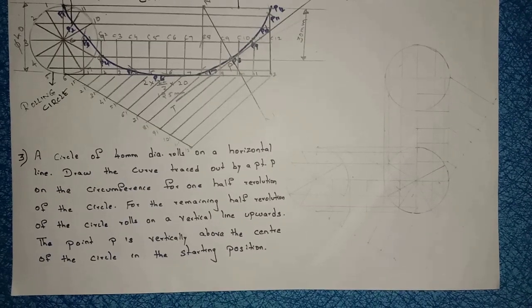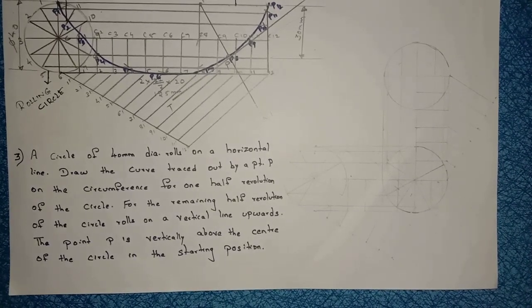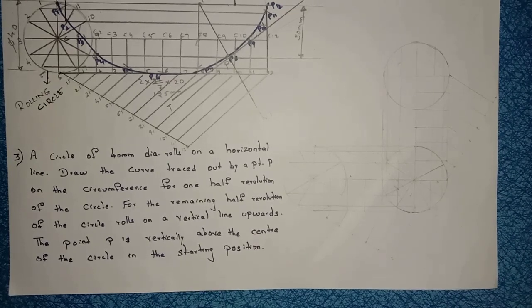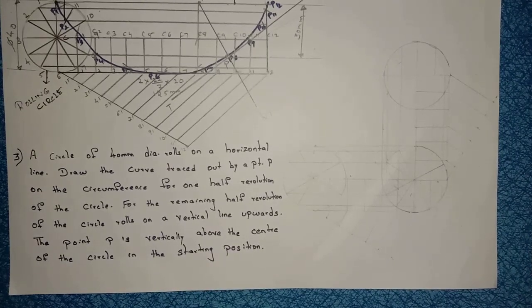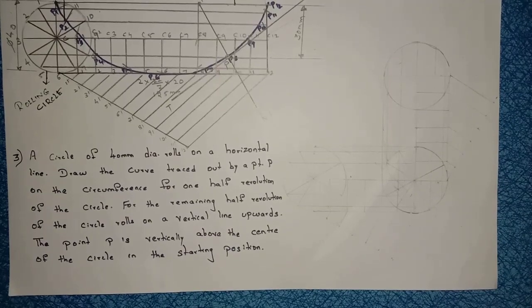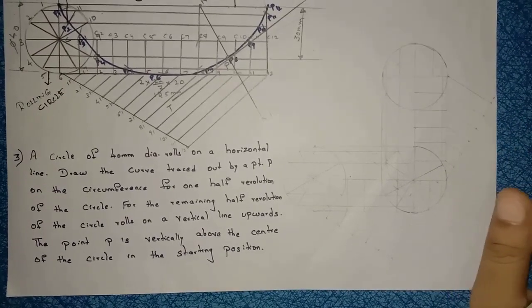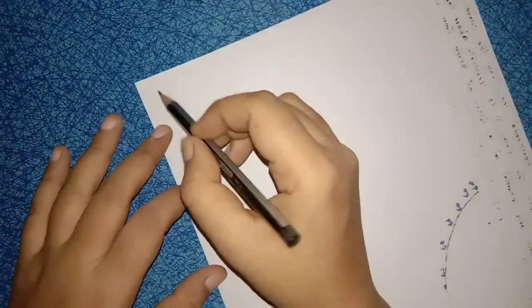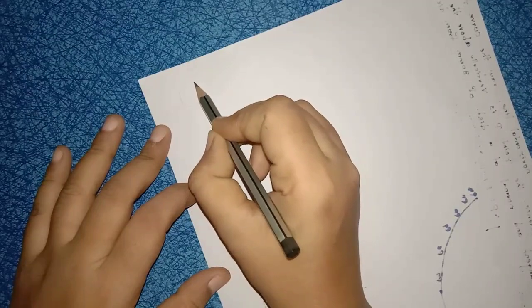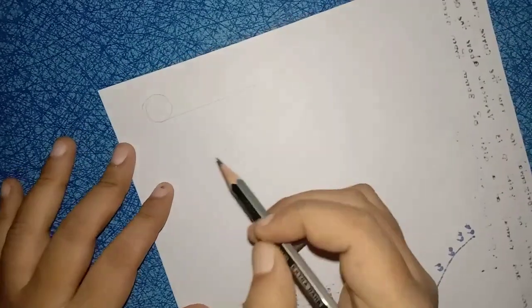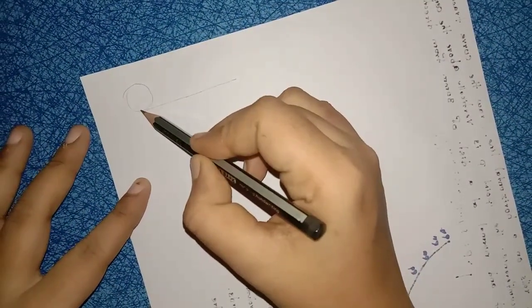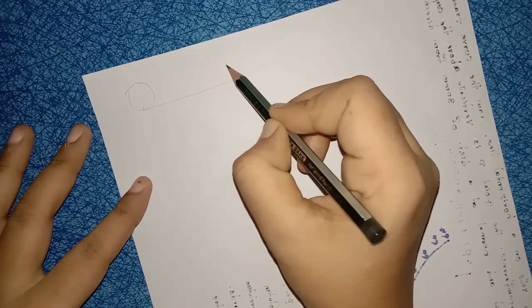Okay, students. In the previous lecture we started cycloidal curves. In cycloidal curves we are going to construct cycloids, epicycloids, and hypocycloids, and we have already started the cycloid problems and completed two of them. What we learned in those two problems is that when a circle rolls along a straight line without slipping, the curve obtained is a cycloidal curve.